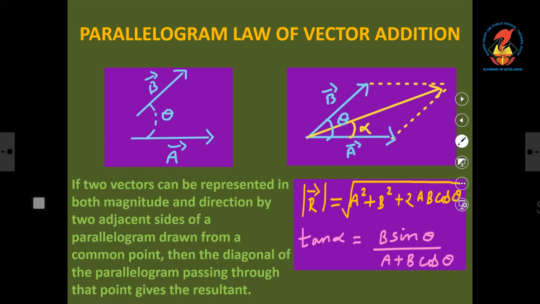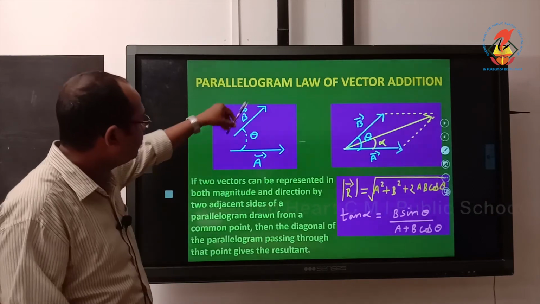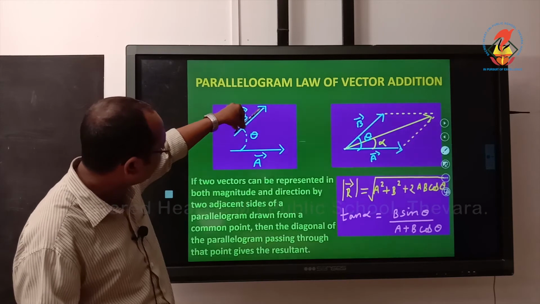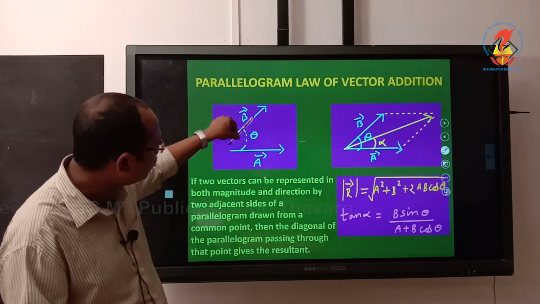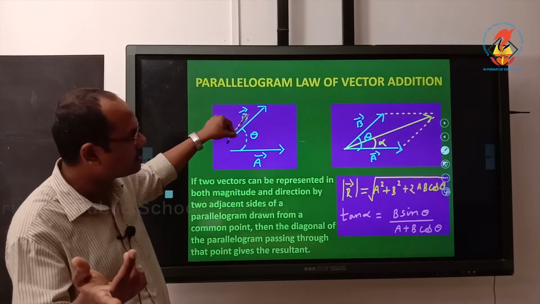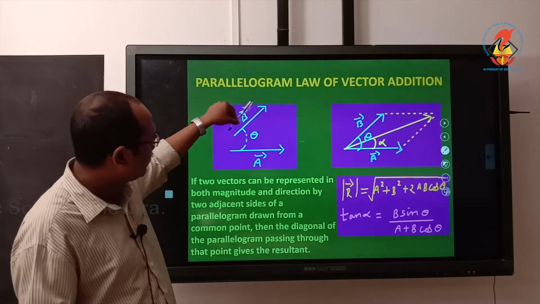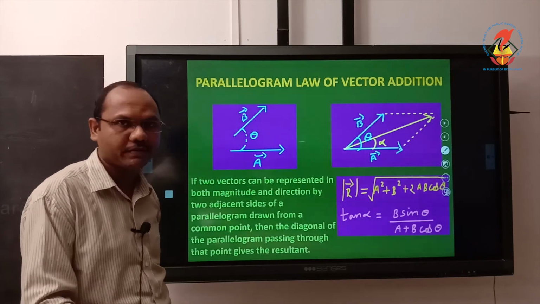See, this is the parallelogram law of vector addition. Here what I did is, this is vector A, this is vector B. Instead of taking this vector and putting it over here, I am just putting the tail of this vector on the tail of A. Tail to tail. In the previous one, I took this tail to the head of A. But in this case, I take the tail of this vector and keep it at the tail of A itself.